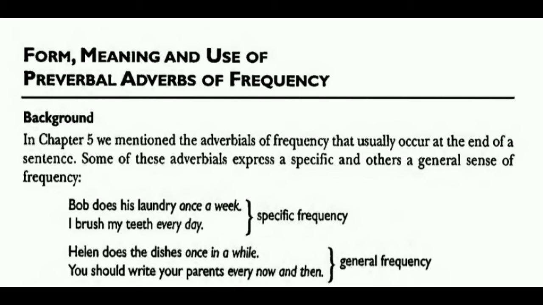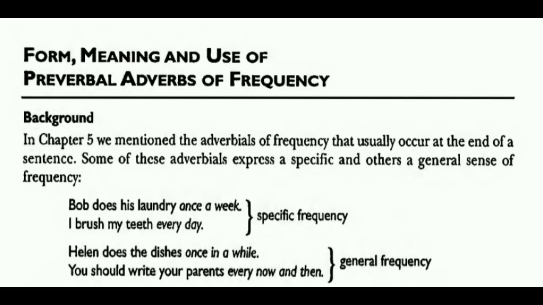Meaning the date or the time is in specific form. So how often does Bob do his laundry? It's once a week, meaning there is a specific time that Bob is doing his laundry. And I brush my teeth every day. So how often do I brush my teeth? Every day.